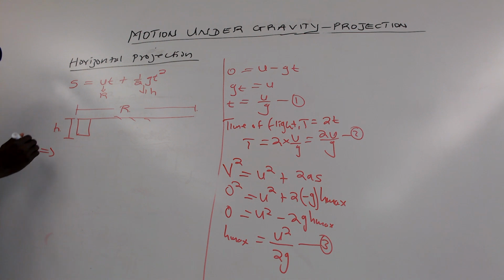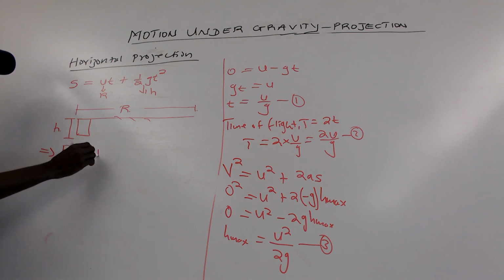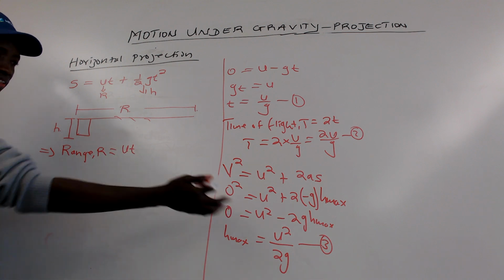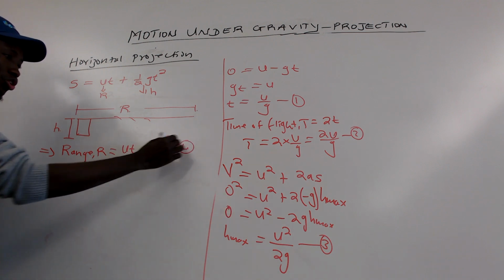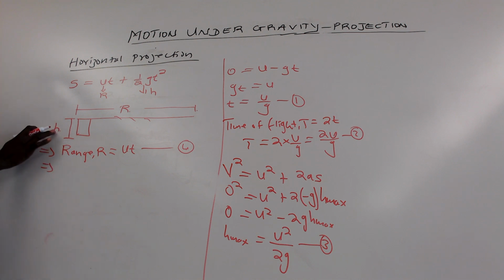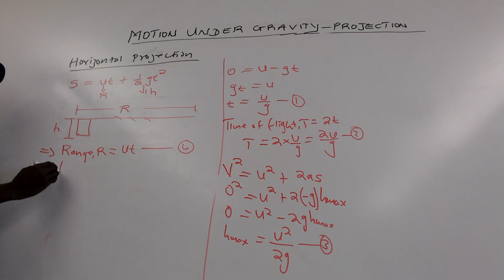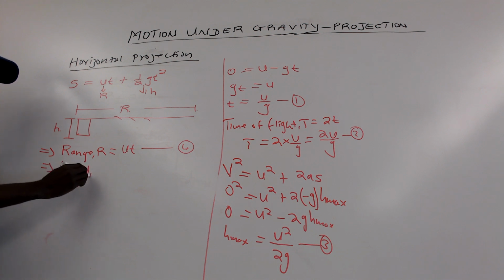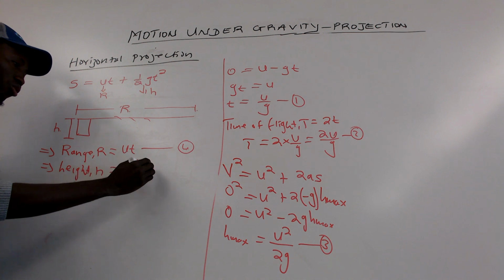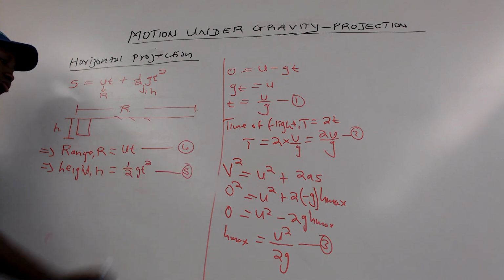So this implies our R, the range, which we refer to as the horizontal range, is equal to ut. Let's say this is equation 3, this is equation 4. And we also have our vertical height, H, which is half gt squared. We can mark this as equation 5.